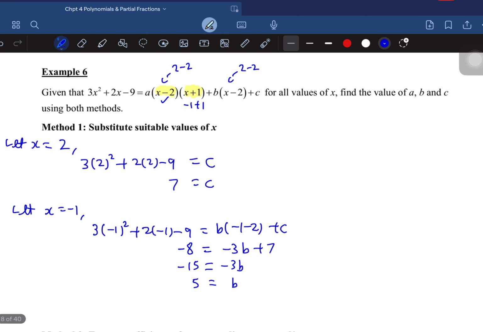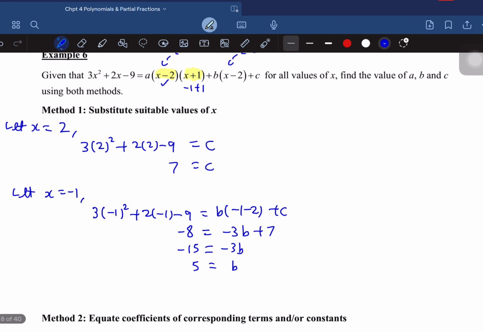Then you can see now, like what I mentioned, there's no more other value to sub in. If student just want to use method 1, which is substituting number, since there's no more linear expression inside the bracket on any side, what is the next number to use? Correct, 0. So we let x equal 0. But like I said, if your b and c values are wrong, our a value will be wrong, because we have to use the b and c values to sub the 0.